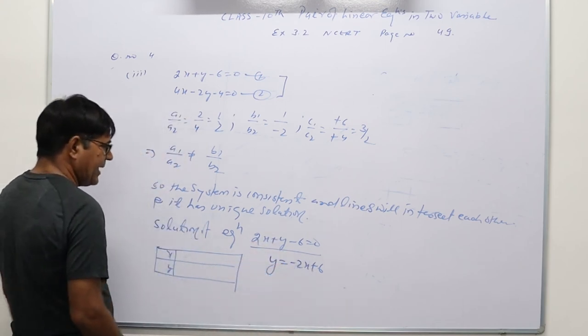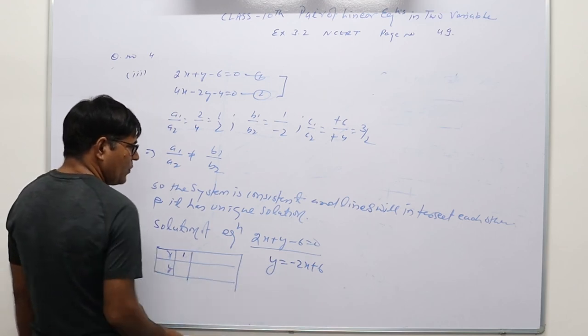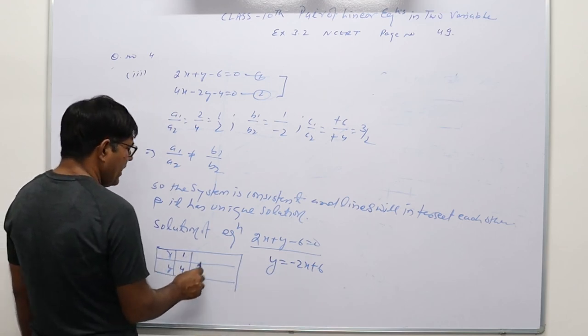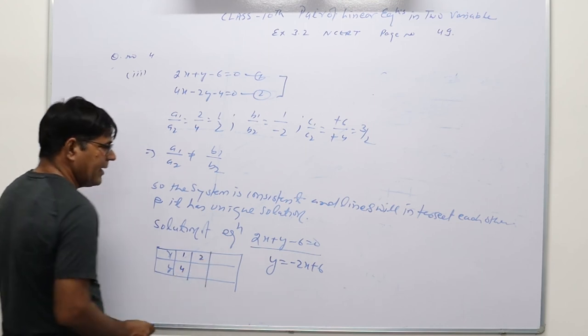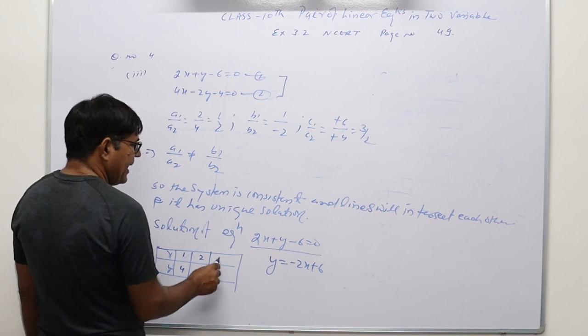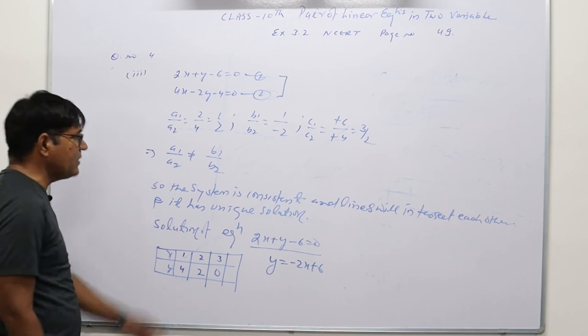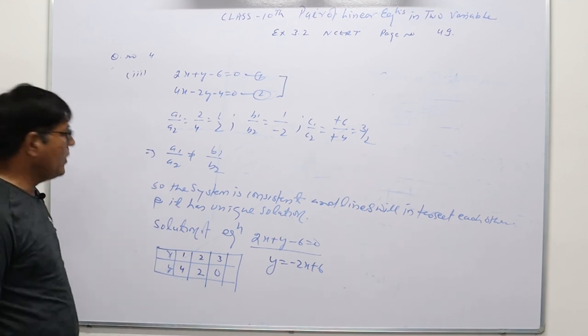If we put x is equal to 1, then y will be equal to minus 2 plus 6, that will be 4. If x is equal to 2, then y will be equal to minus 4 plus 6, that will be 2. And if x is equal to 3, then y will be equal to 0. So in this way, we can take three solution sets.